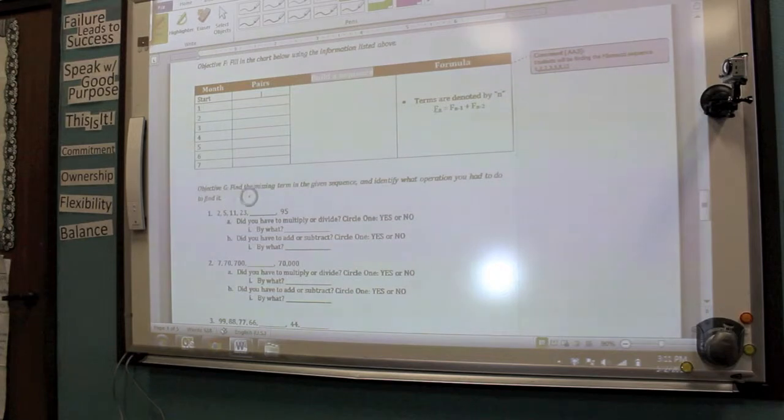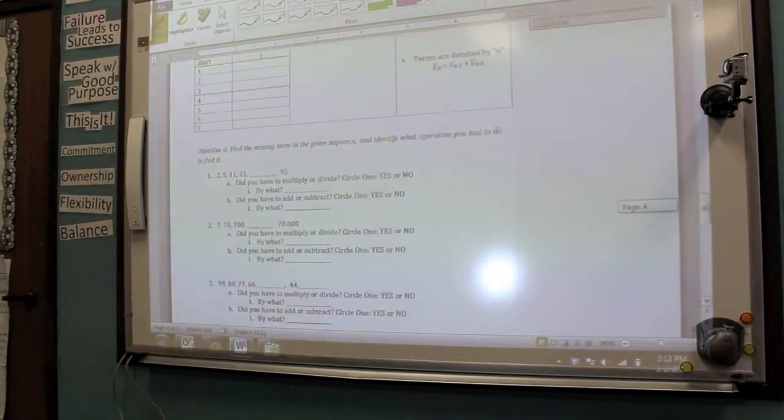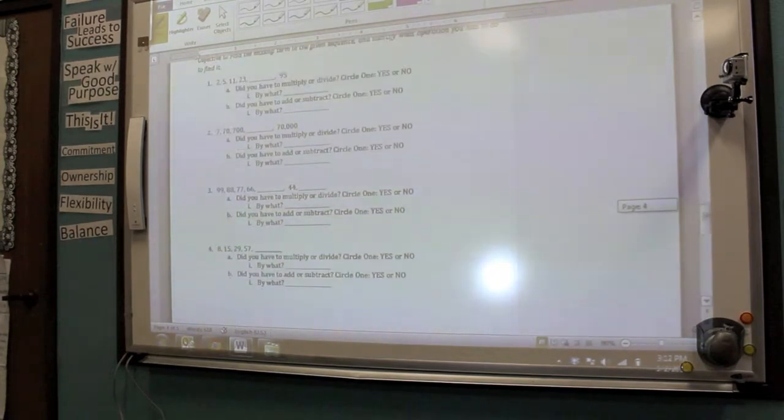Moving on to Objective G, it says find the missing term in the given sequence and identify what operation you had to do to find it. So it gives you a space to find the missing term, and it also has the students actually identify how they got it. Was it through an arithmetic or geometric method, and how they got that. That goes on to up to 4 of them.